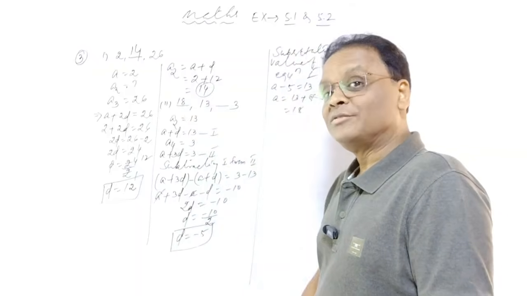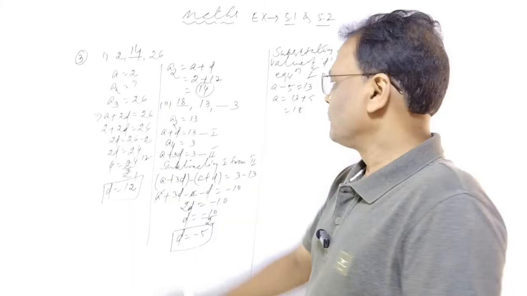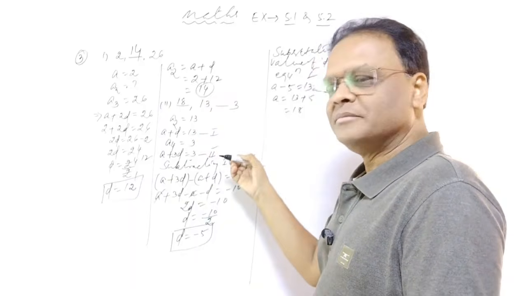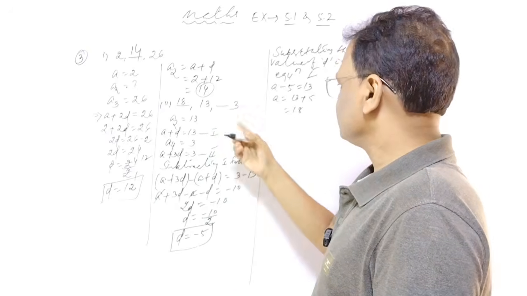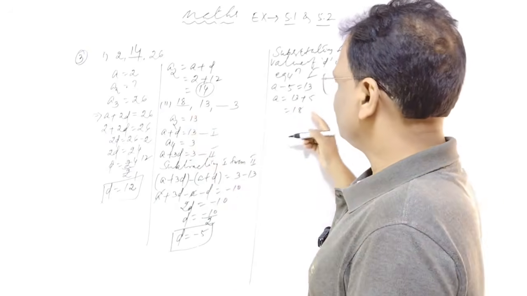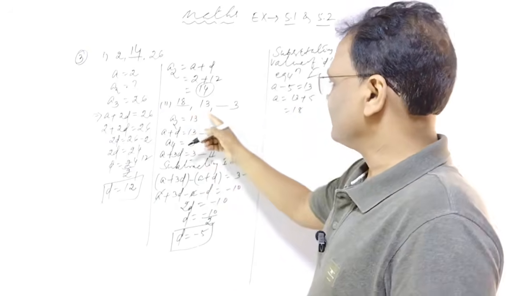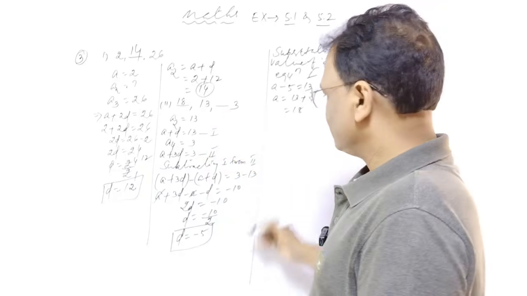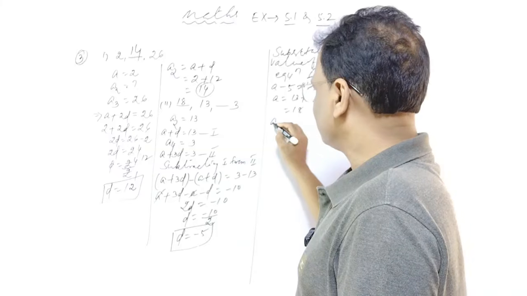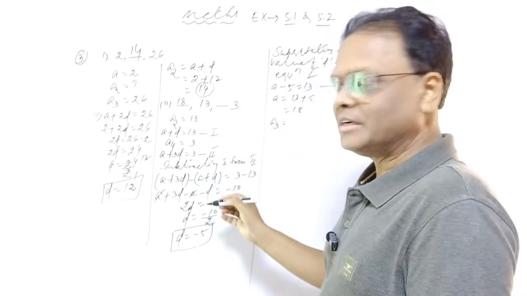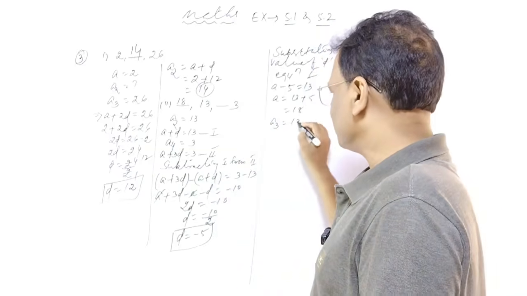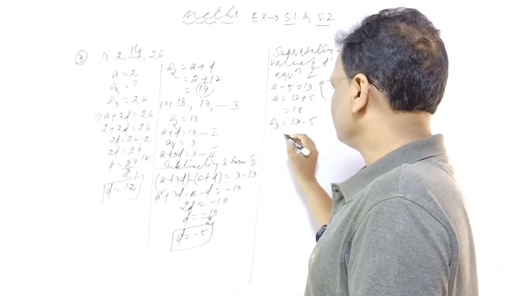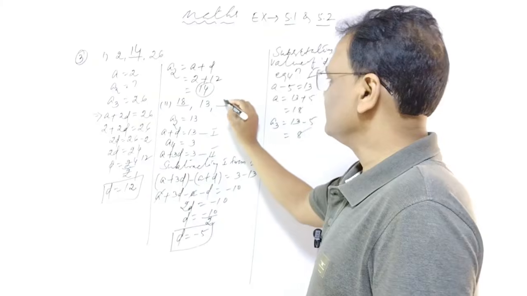Second term over. Now third term. Third term, very simple. How to find third term? Second term plus D. So what is the third term? A is equals to what I got? 18. Then 13. Then third term. See the difference. Third term means A3. A3 is equals to what to find? Second term. What is the second term? Second term is 13, plus D. What is D? D is minus 5 over. That is 8. So this is my 8.